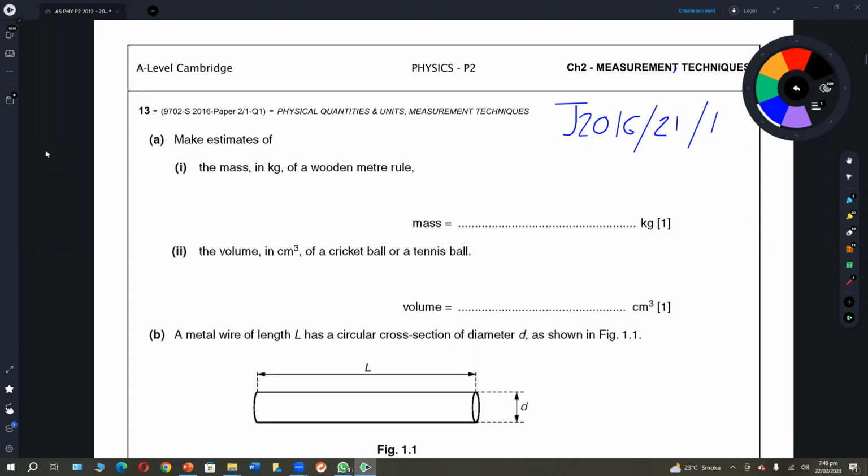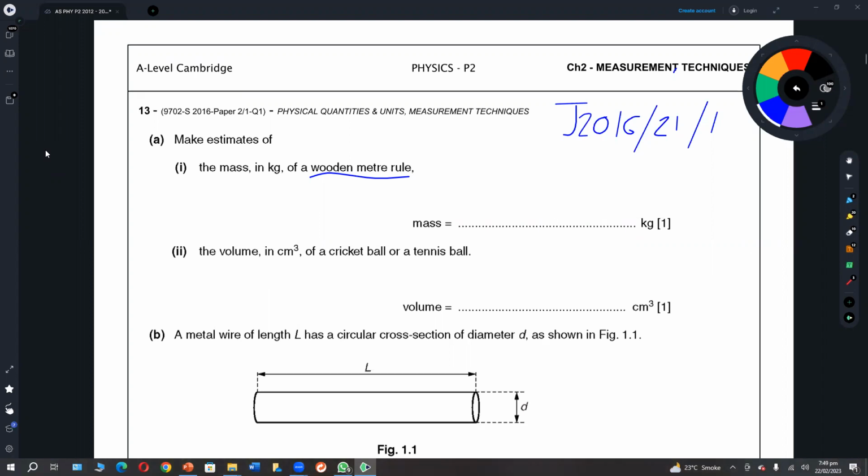Make estimates of the mass in kg of a wooden meter rule. This is estimation. Sometimes people find estimation very difficult because the number seems to come from nowhere. But anyway, there is always an intelligent guess. Wooden meter rule. You must have used it. So you have to guess how much a wooden meter rule will weigh. It's not heavy actually.